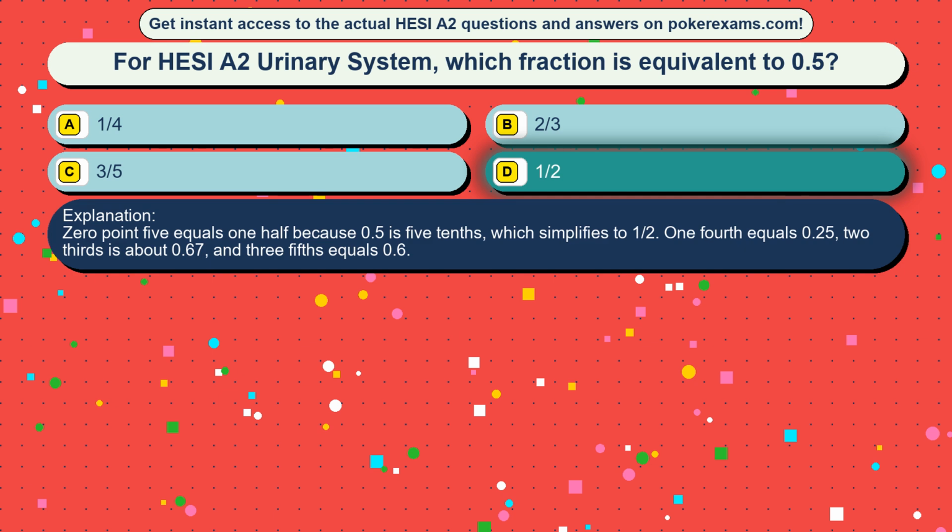0.5 equals 1/2 because 0.5 is 5/10, which simplifies to 1/2. 1/4 equals 0.25, 2/3 is about 0.67, and 3/5 equals 0.6.